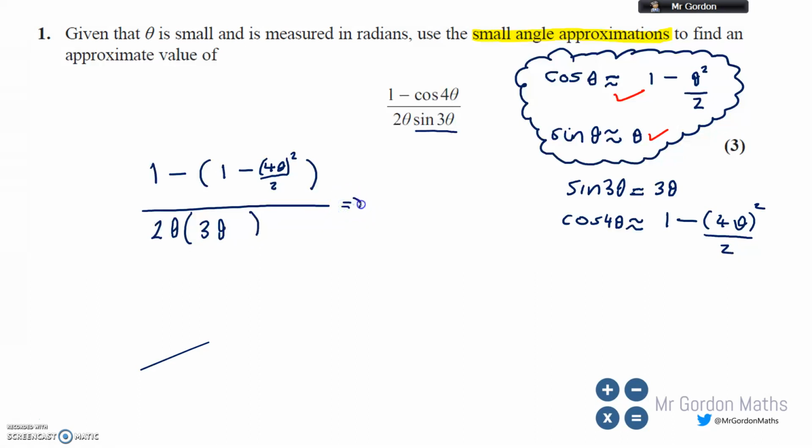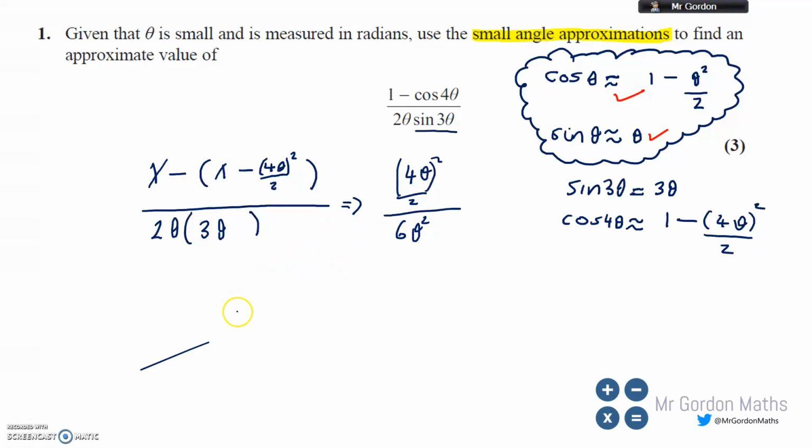So I'm just going to sort out the top of this. If I drop these brackets, I would get 1 minus 1, which is 0, and the minus times a minus (4 theta) all squared over 2 would become plus. If I expand this bracket by multiplying everything by minus 1, that one cancels with this one here. A minus times a minus is a positive, so we're just left with (4 theta) all squared over 2, all over 2 theta times 3 theta, which is going to be 6 theta squared.